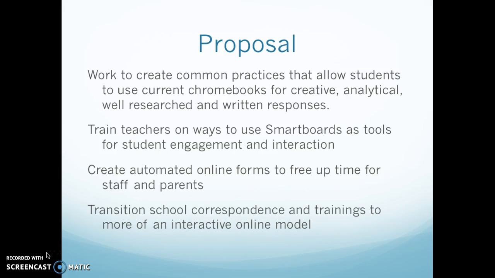We can also use technology to transition school correspondence and training to more of an interactive online model. What that means is instead of teachers having to fill out a paper or pencil form for relicensure, we can have online courses already pre-approved that they can just access, and that would keep our administrative assistant at the district level from being bogged down by securing and storing all of these handwritten proposals for relicensure and free her up to do more things.